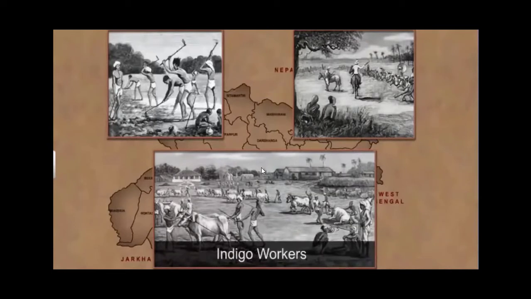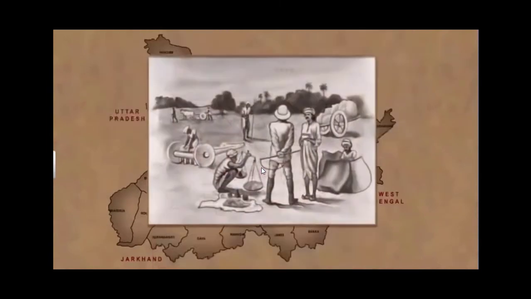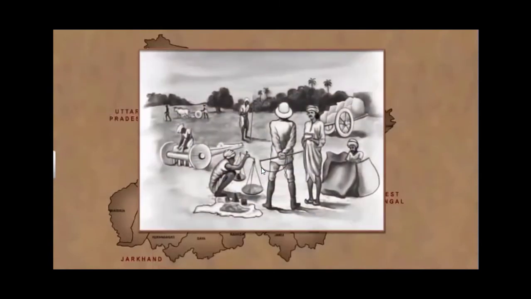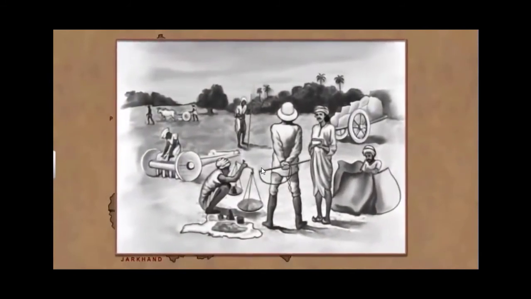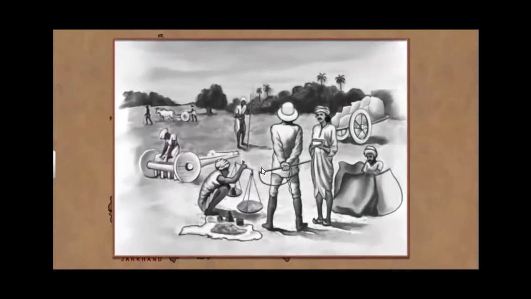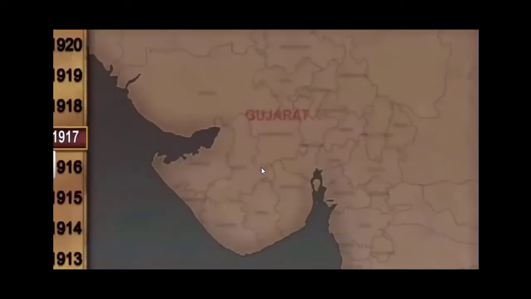The sale of Indian indigo earned the British huge profits in the international market, but there was nothing for the peasants. Peasants could not use the land used for indigo cultivation for any other food crop. This led to shortage of food grains.